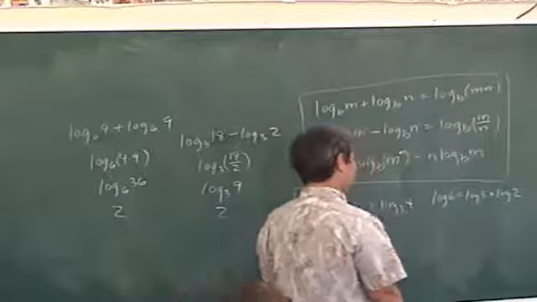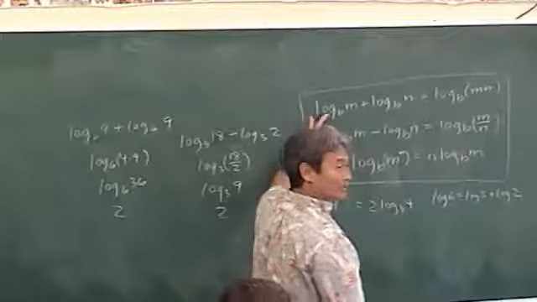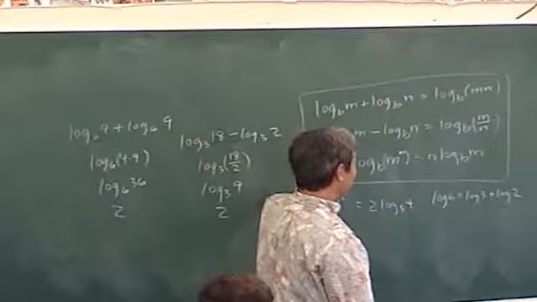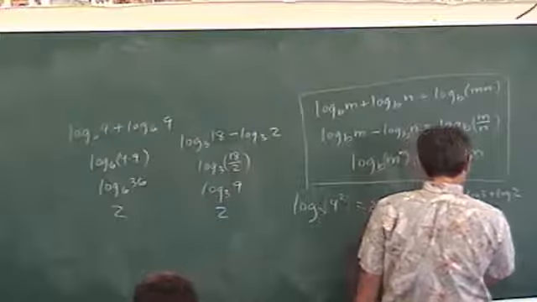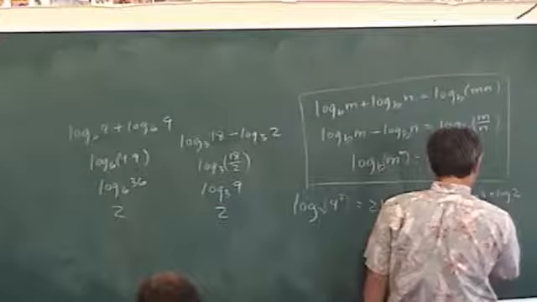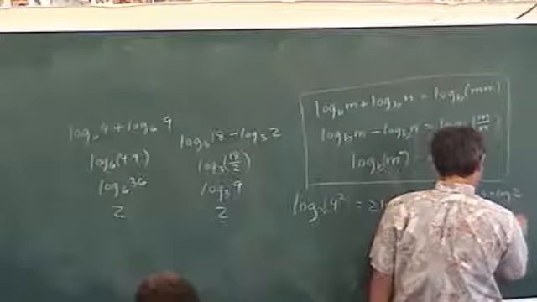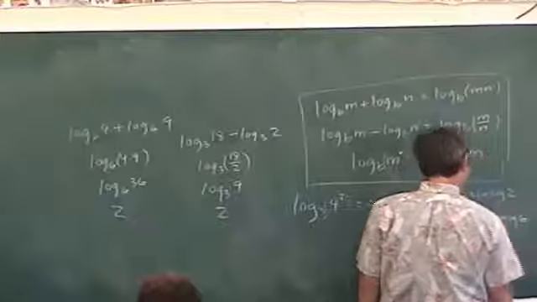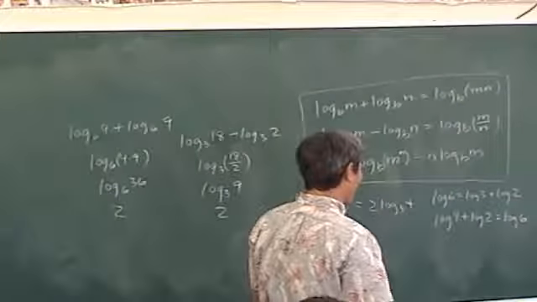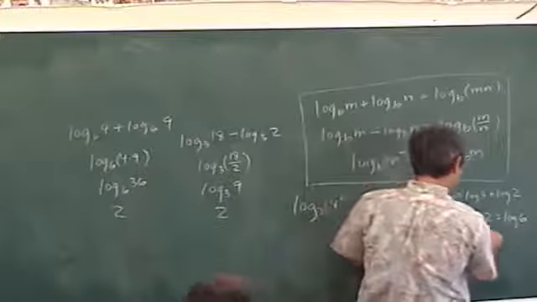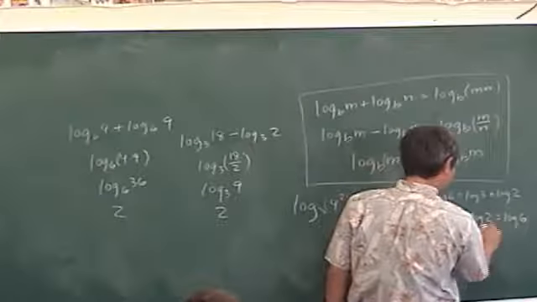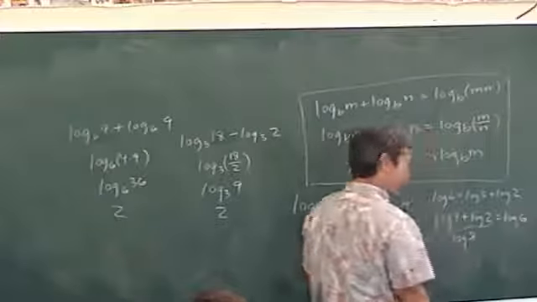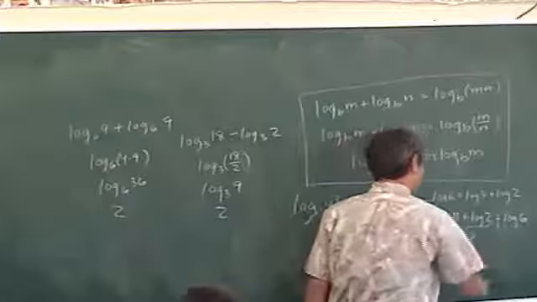Yeah, that's true. That's the first one. But do not do this. Log of 4 plus log of 2. Is that equal to log 6? No. Because using your rules, this will combine together to just get log of 4 times 2, which is 8. And log 8 is not equal to log 6. So this one is not true.